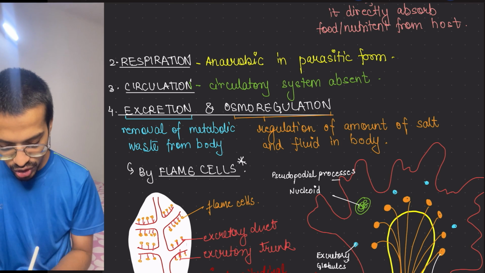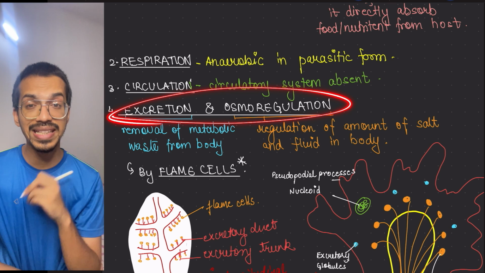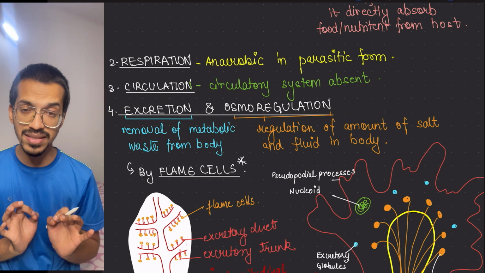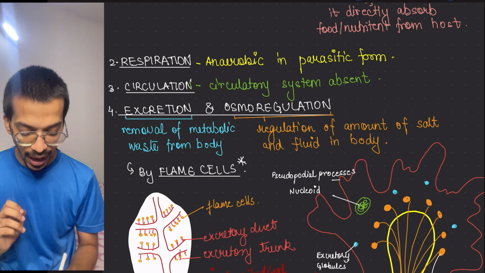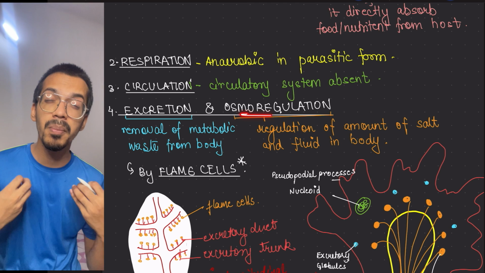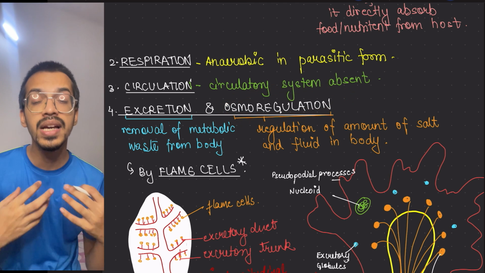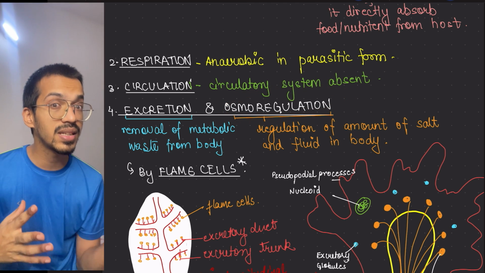Okay, then excretion and osmoregulation. What is the definition? Excretion means removal of the nitrogenous waste or the waste product from the body, and osmoregulation means balance of the body fluid and the salt. If something is more, something is less, something happens.